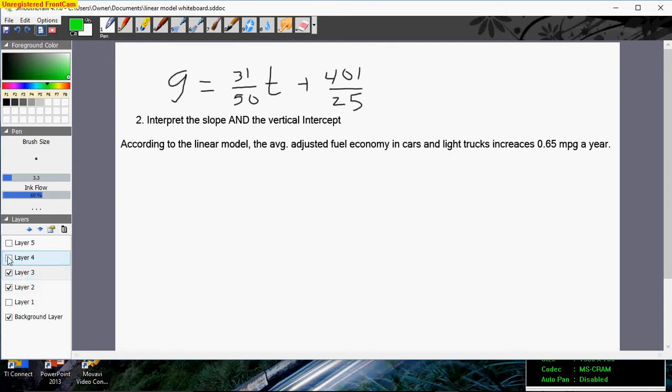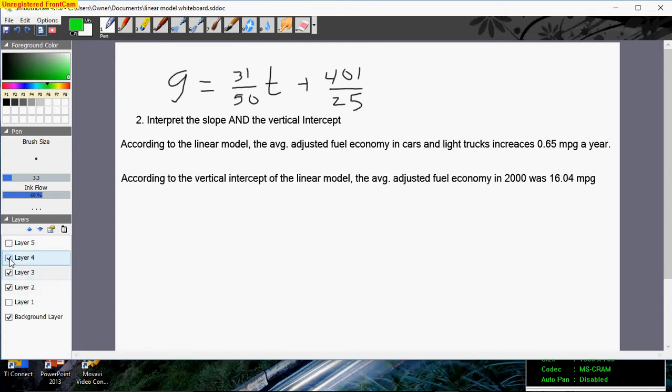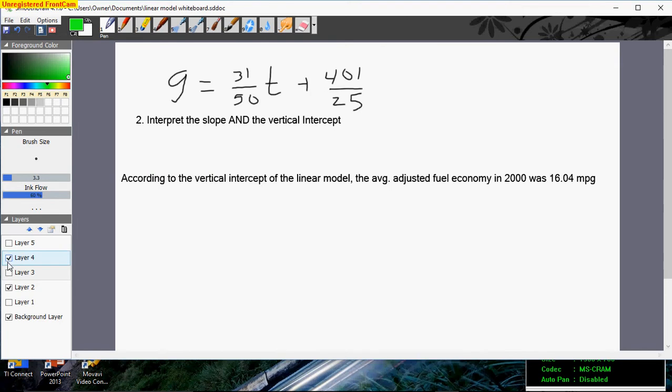So according to the vertical intercept of the linear model, this is our answer. Again, it's important to have this phrase here because you need to tell people what you're talking about. The average adjusted fuel economy in 2000, because that's when we started measuring in our linear model, was 16.04 miles per gallon. Okay? Now, with that information, we can start using our linear models practically and start answering some questions.